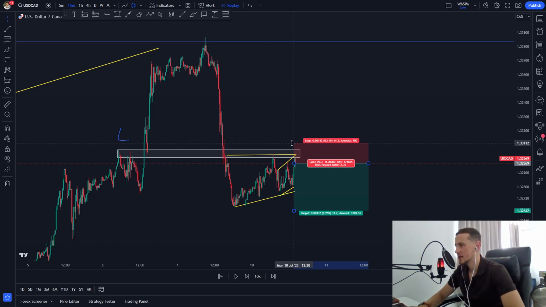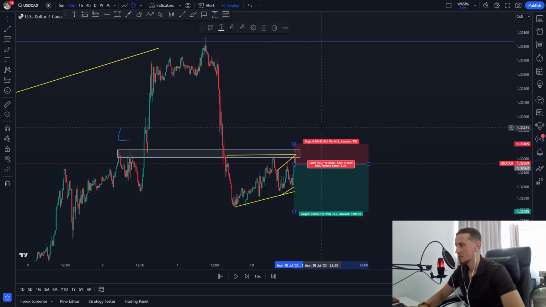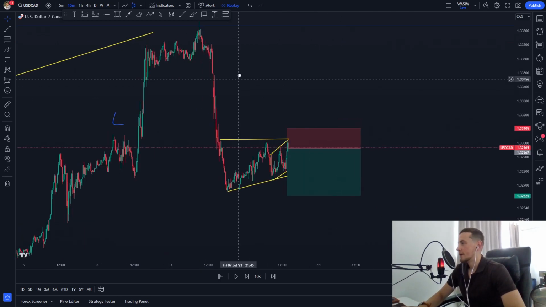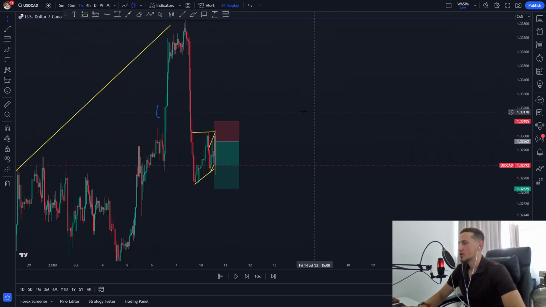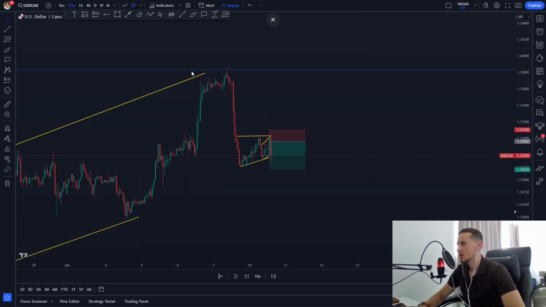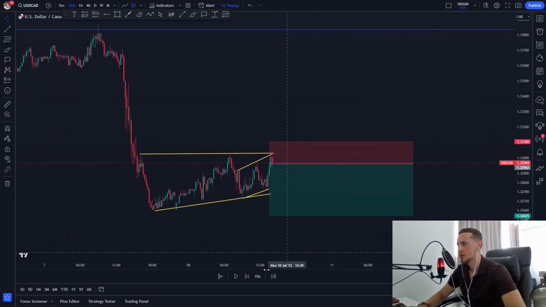Granted, I could have gone a bit tighter with this stop loss, but it did pose a reason for it to be that large. Let's go on to the management now. As soon as we entered, we just got into a bit of drawdown, which was normal.